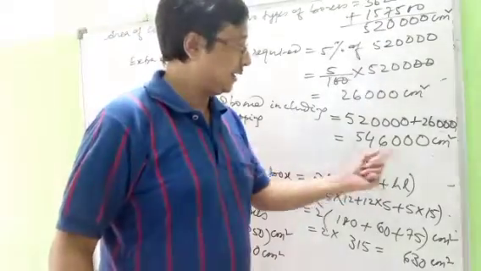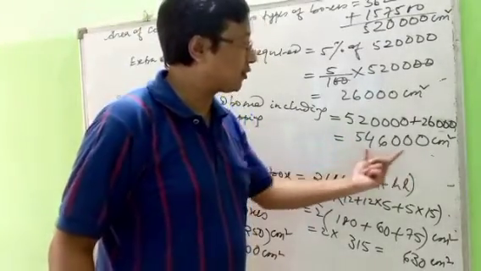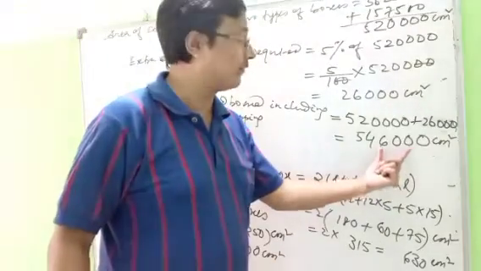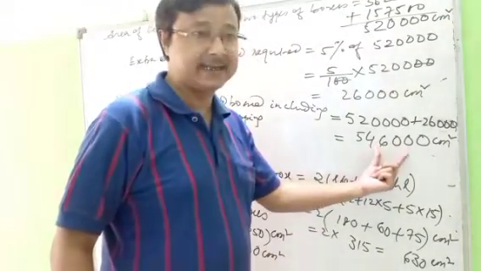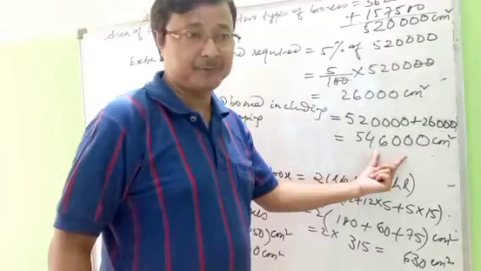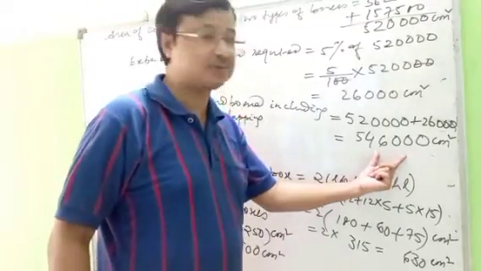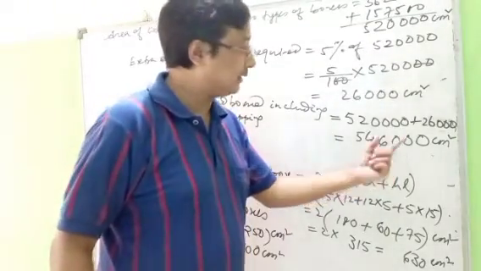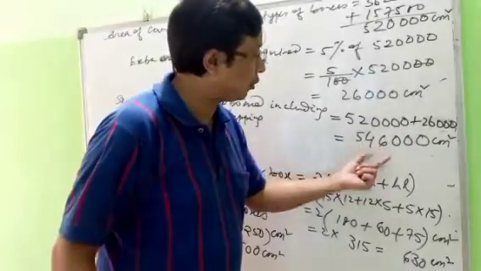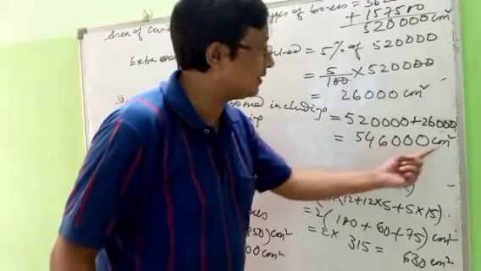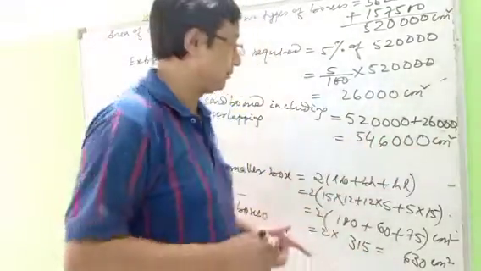Now you are going to find out the cost of this much area of cardboard. They have said that if the cost of the cardboard per 1000 centimeters square is ₹4, then find out the cost of 5,46,000 centimeters square of cardboard.